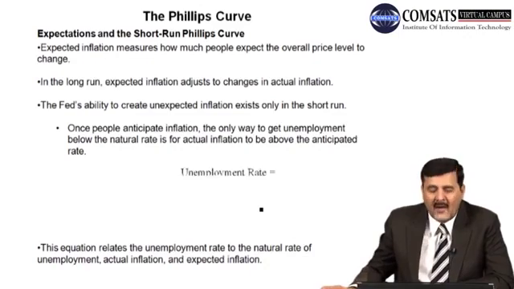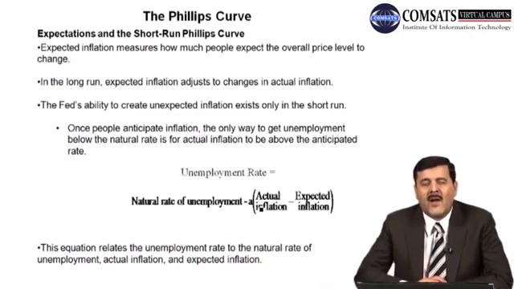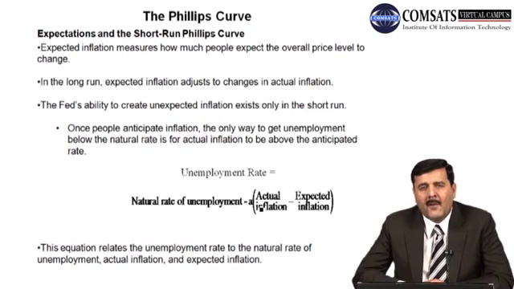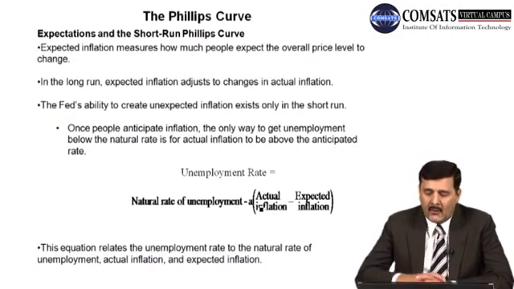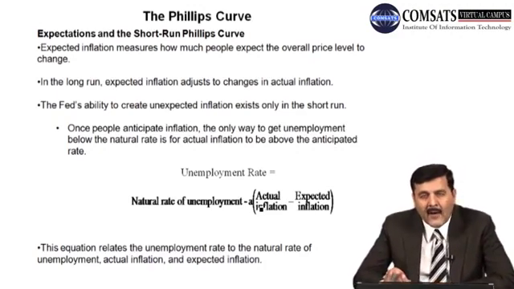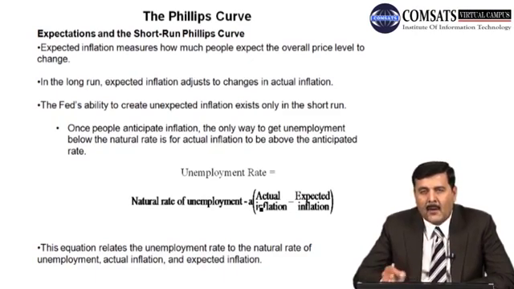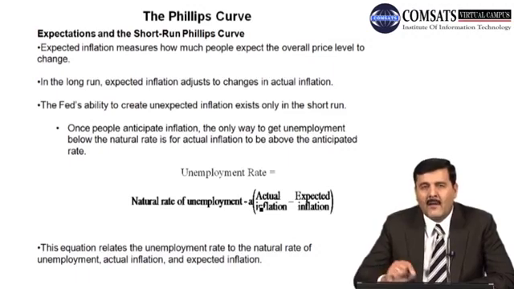So we can explain this relationship with the help of this formula. If you look, unemployment rate is equal to natural rate of unemployment minus A, where A is any constant number, within brackets actual inflation minus expected inflation. In this formula, we can say that the government or the policy maker can only bring the actual rate below the natural rate only if the actual rate is above the anticipated rate.